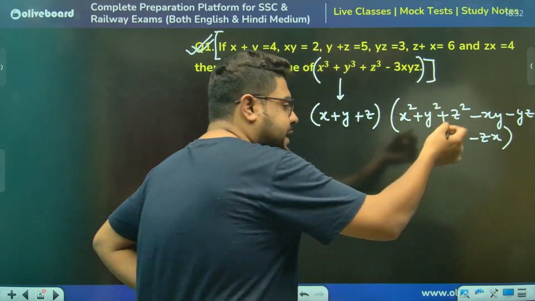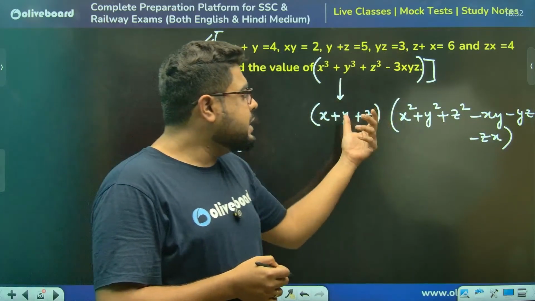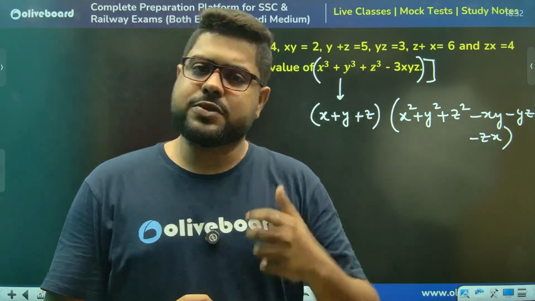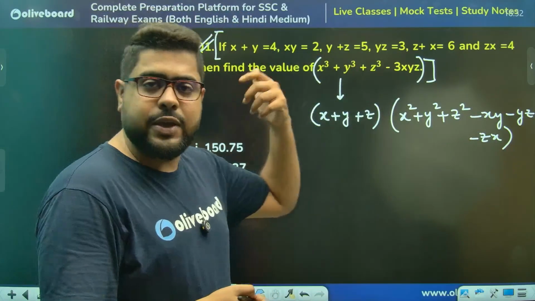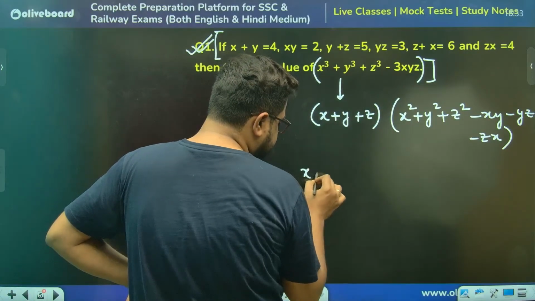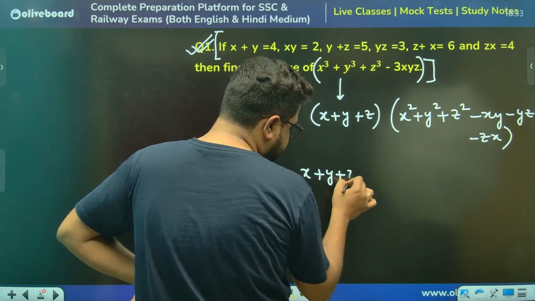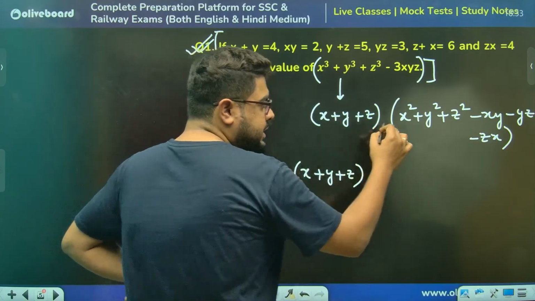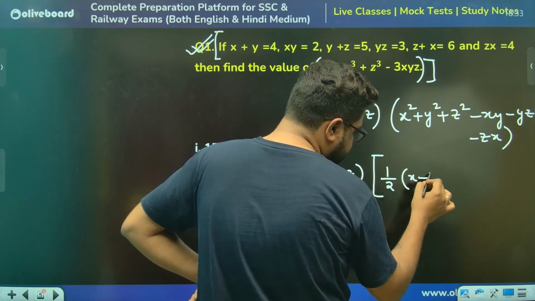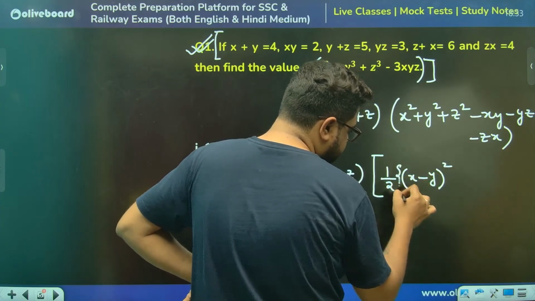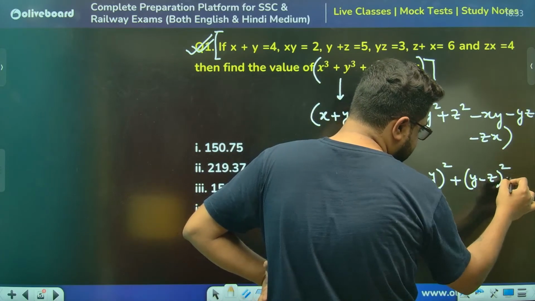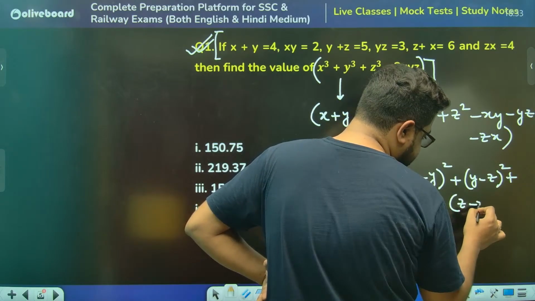Now you can write it like this, or if you want, half of (x minus y) whole square plus (y minus z) whole square plus (z minus x) whole square. So x plus y plus z, this part remains the same, and this part you can write as half of (x minus y) whole square plus (y minus z) whole square plus (z minus x) whole square.